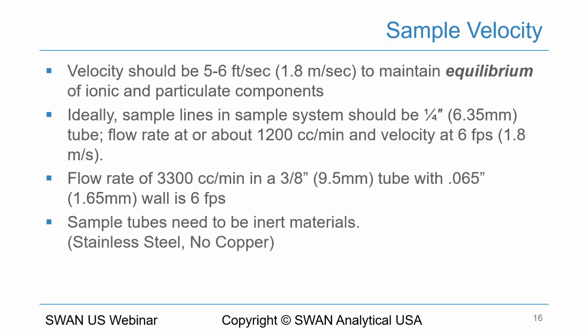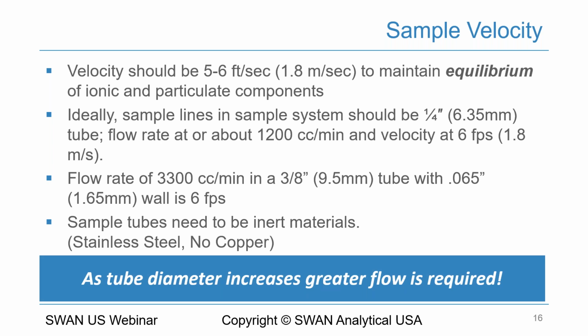Also, sample tubes need to be of an inert material, meaning stainless steel. We don't want to use copper. We want to be careful about some of the poly tubes. Anything that's going to leach or provide some of the material from the tubing to get into the sample and skew our readings would be something that we want to avoid and stay away from.